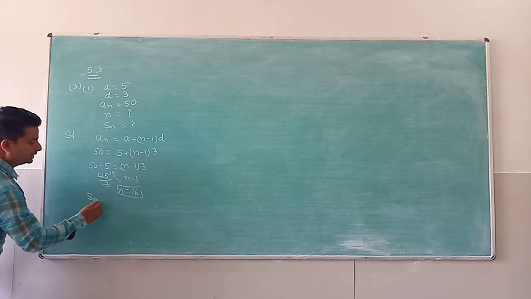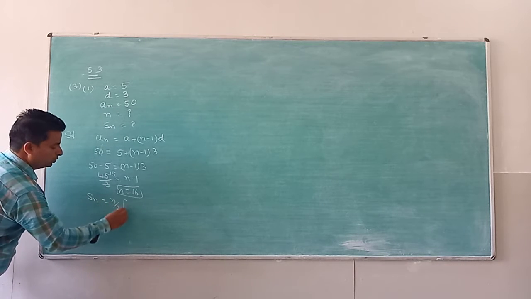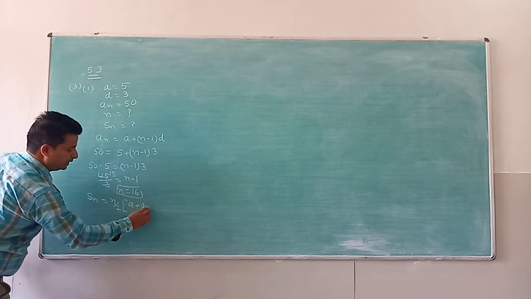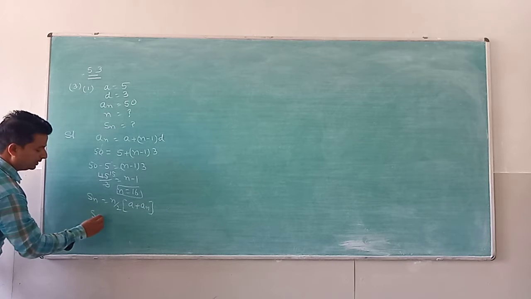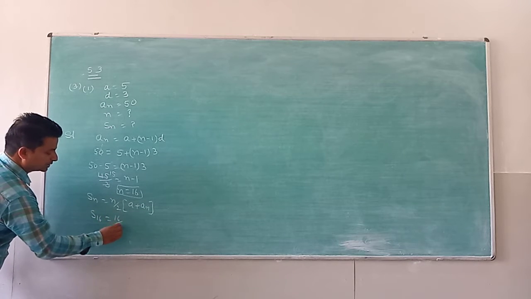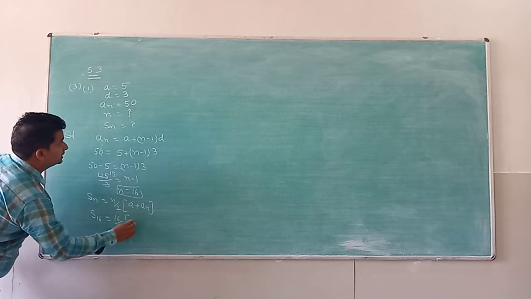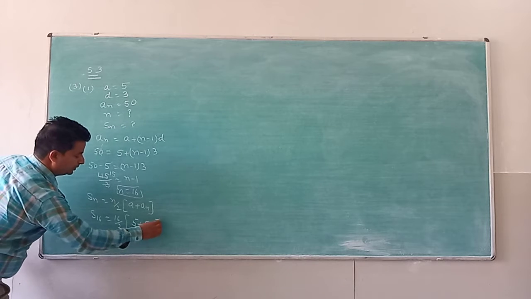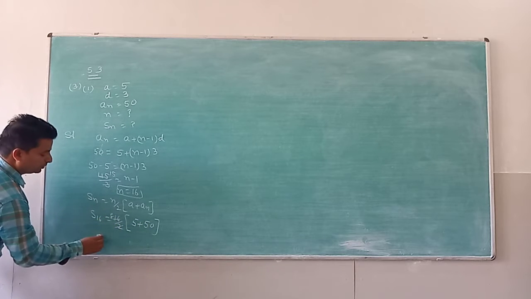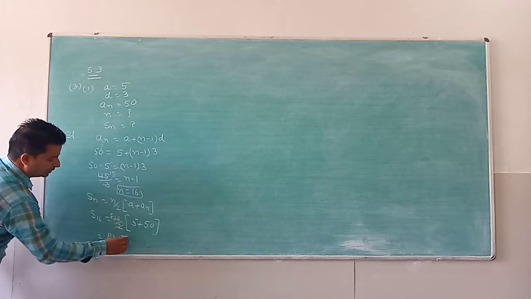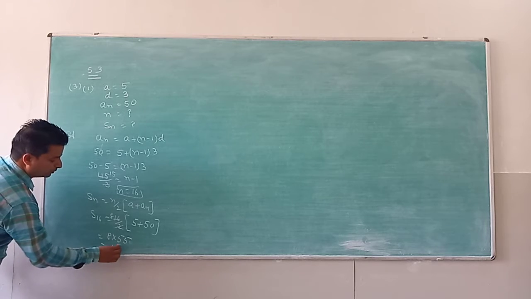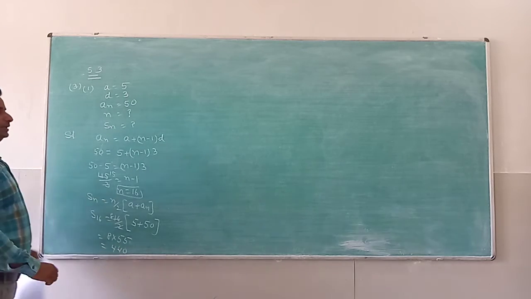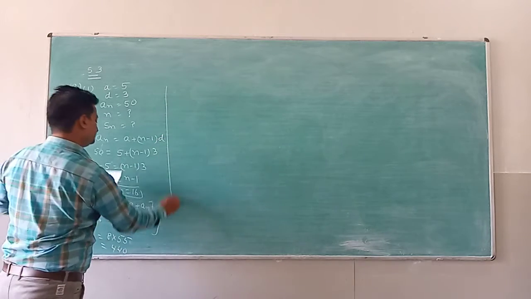So Sn is n upon 2, a plus an, and n is 16. So it's 16 upon 2, a is 5, an is 50. This cancels out. 8 into 55. This is 440. So Sn is 440.